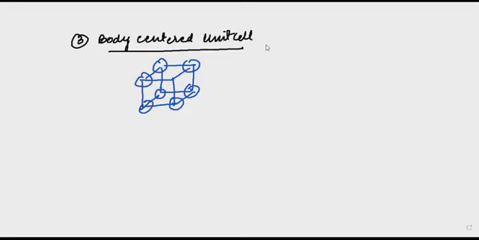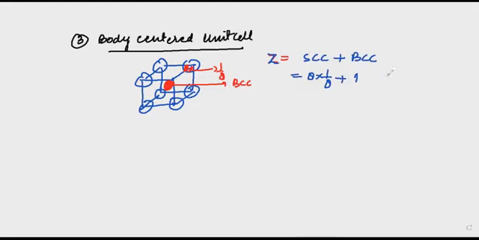And at the body center there is one atom. This is 1 by 8 and this is BCC. So the rank is equal to SCC plus BCC. SCC means 8 times 1 by 8, BCC means 1, so the rank is 2.